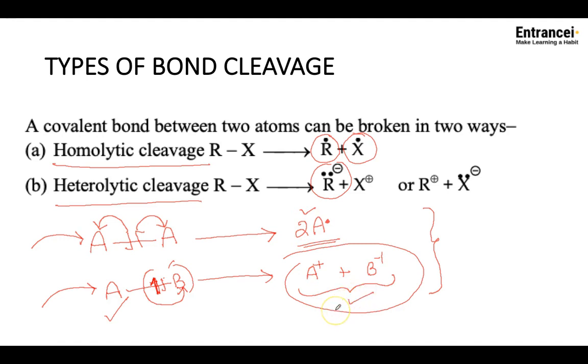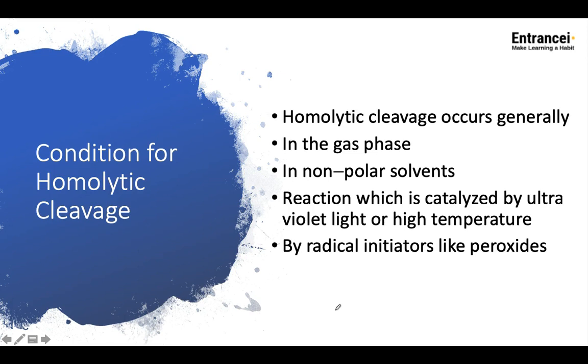Now, how do we decide whether the bond cleavage proceeds through homolytic or heterolytic? What are the conditions for homolytic? First, start with the conditions of homolytic cleavage. Homolytic cleavage, in general, takes place in gaseous phase reactions. You have seen some reactions are vapor phase. If you increase the temperature, the molecules convert to gaseous phase and the cleavage occurs in gaseous phase. In maximum cases, homolytic cleavage takes place in non-polar solvent.